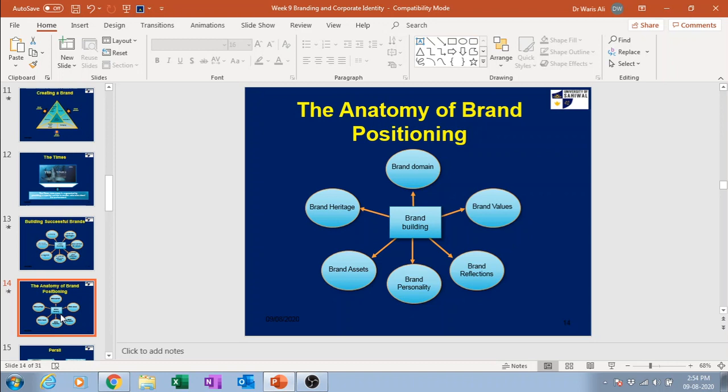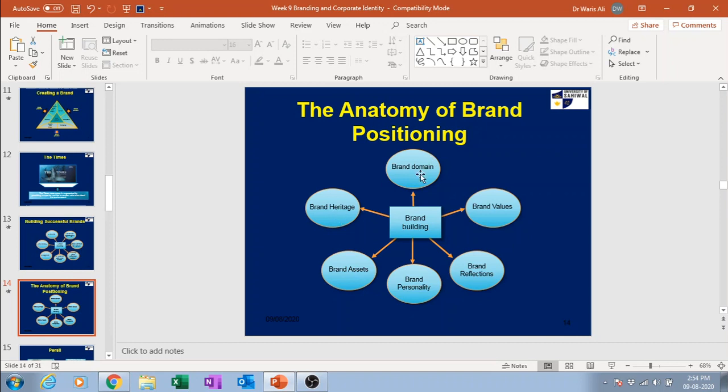And when designing your brand positioning, how you can position yourself, please draw the anatomy of brand positioning. This is very important. The anatomy of brand positioning, brand building, includes several things: brand domain, brand values, brand reflections, personality, assets, heritage.